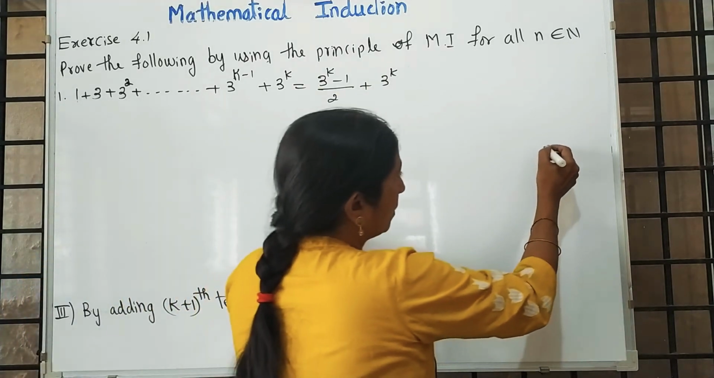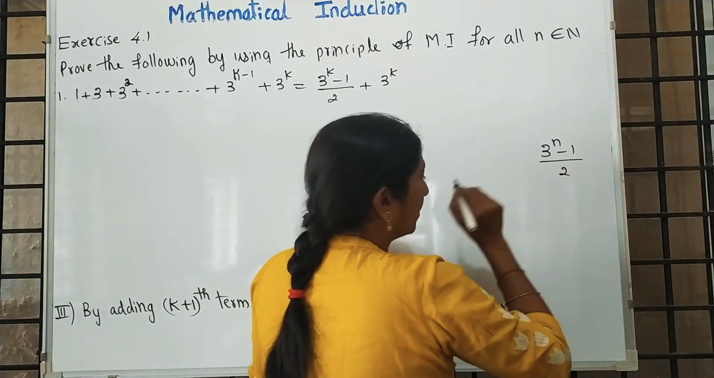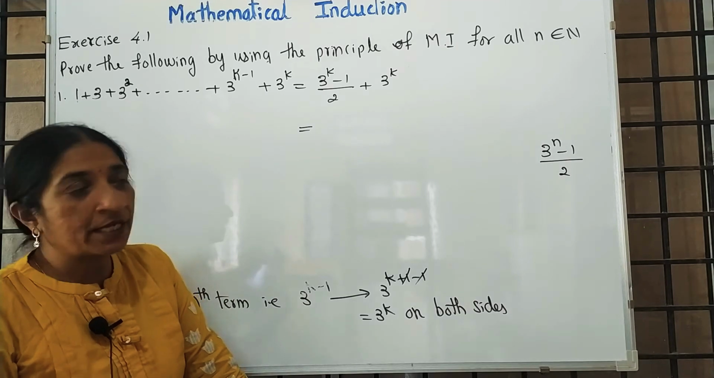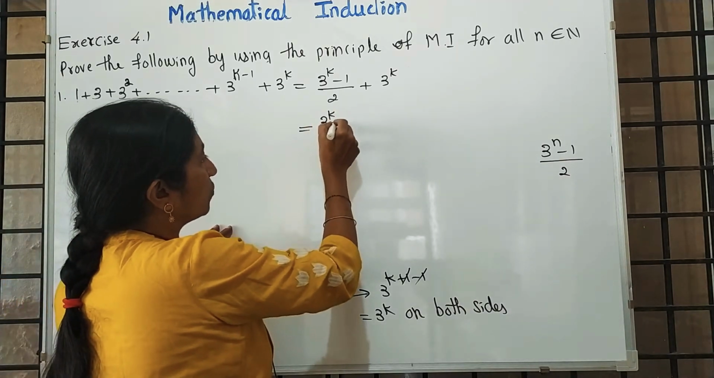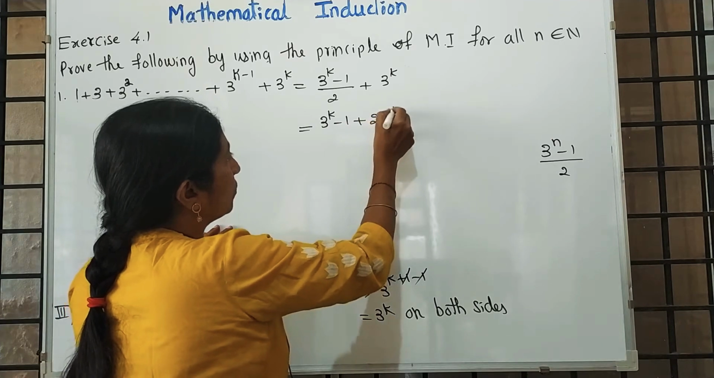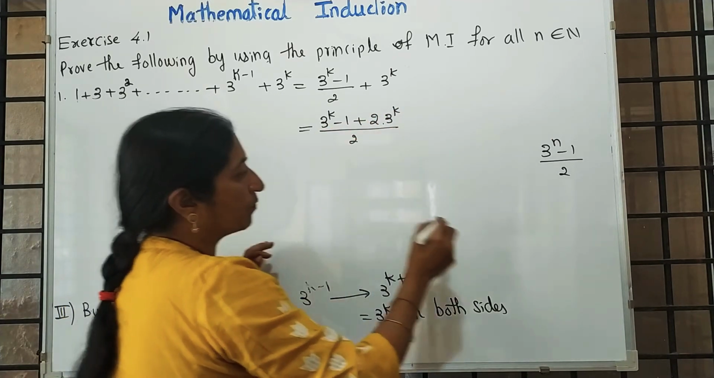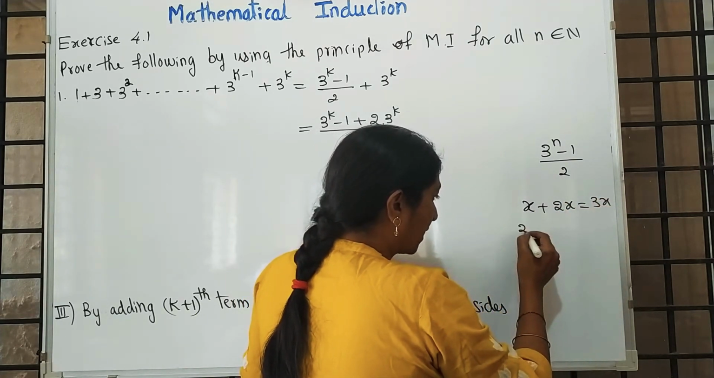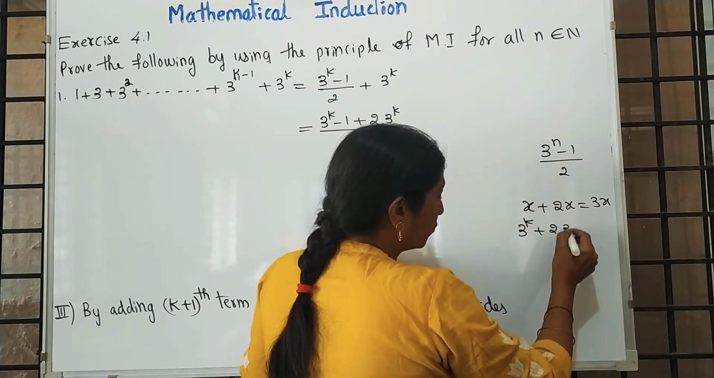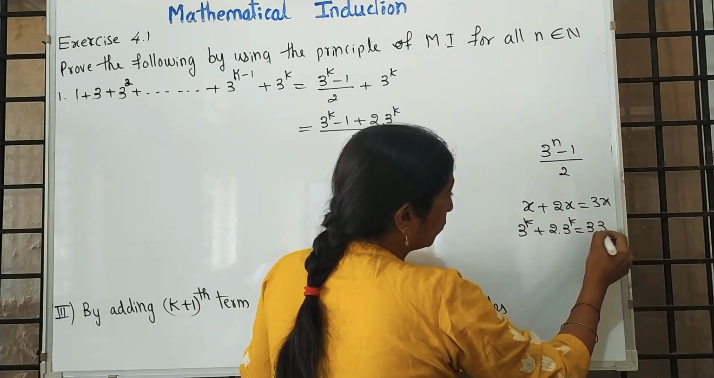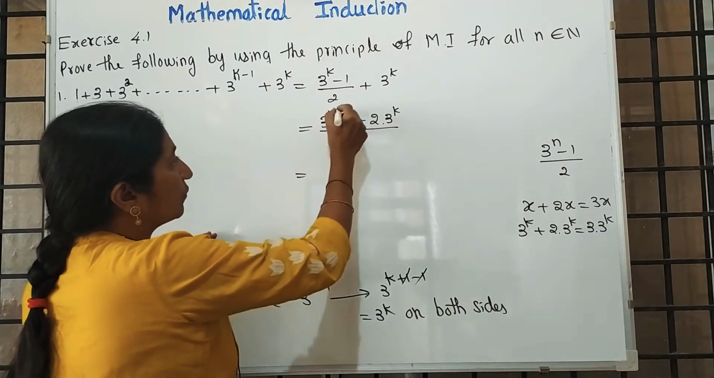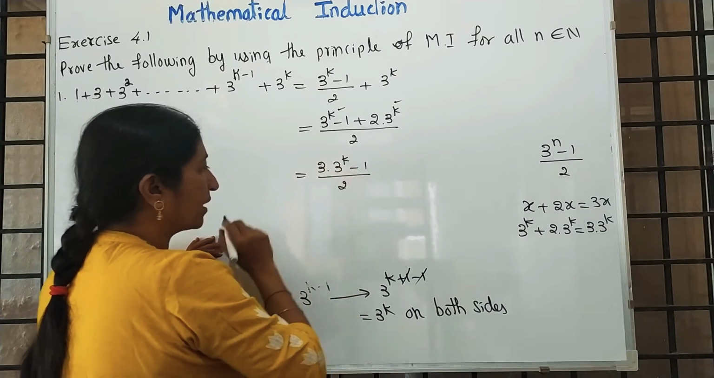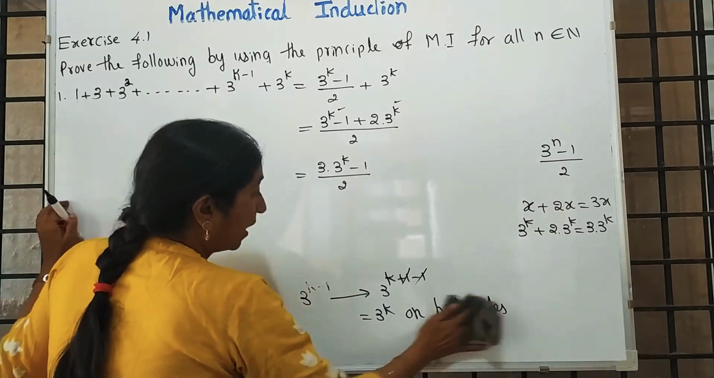I am writing the required result here, 3 raised to n minus 1 divided by 2. Now, as usual we have to solve only the right side. Take the LCM, LCM is 2, 3 raised to k minus 1 plus 2 into 3 raised to k divided by 2. See, x plus 2x is what? 3x. Exactly, below I am writing 3 raised to k plus 2 into 3 raised to k is 3 into 3 raised to k. For the first and the last term, it is 3 into 3 raised to k minus 1 divided by 2.